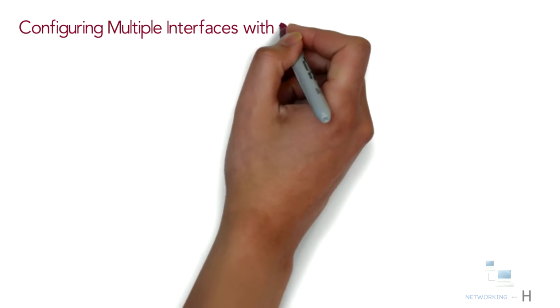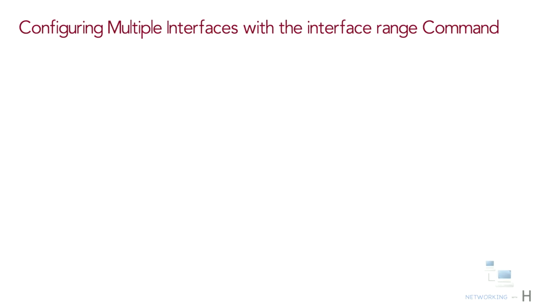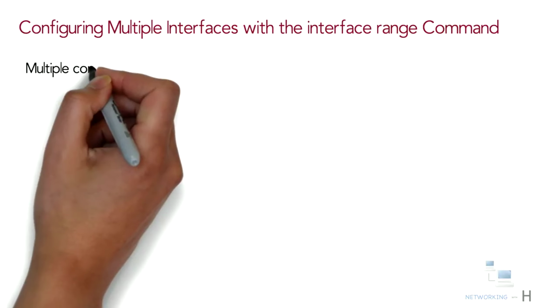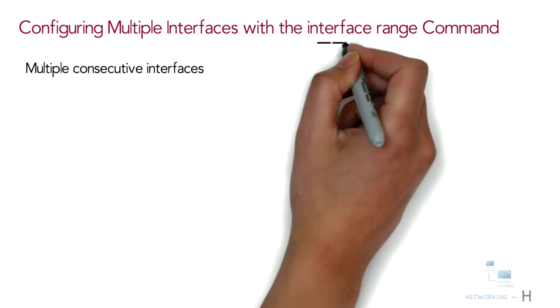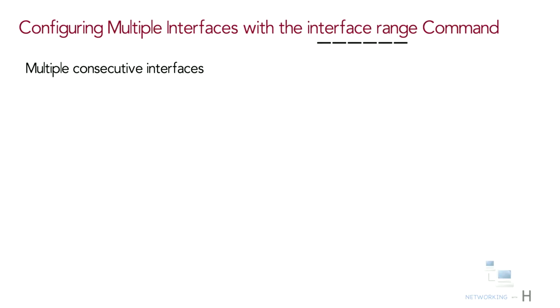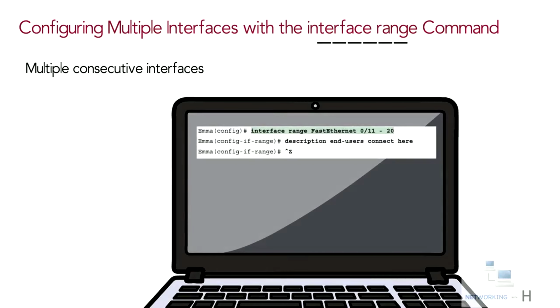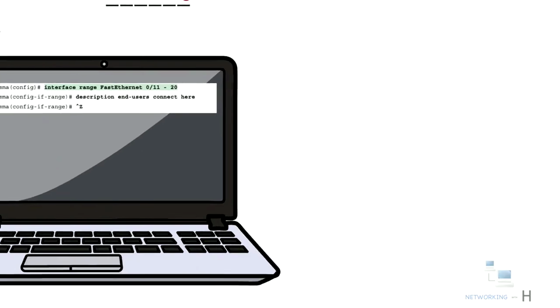Let's configure multiple interfaces with the interface range command. To shorten your configuration work when making the same setting on multiple consecutive interfaces, use the interface range command. For example, for interfaces 11 through 20, end users will be connected.